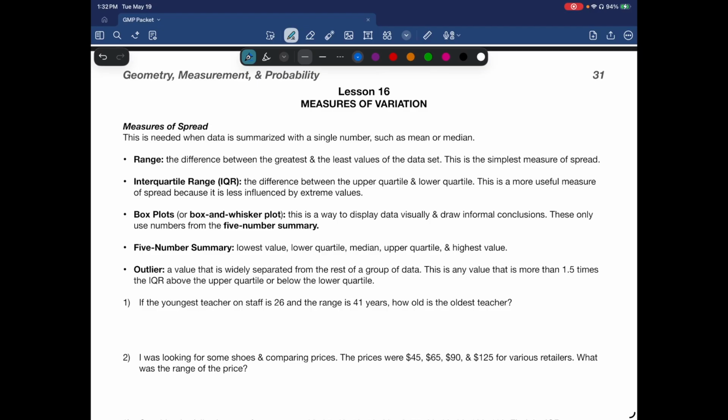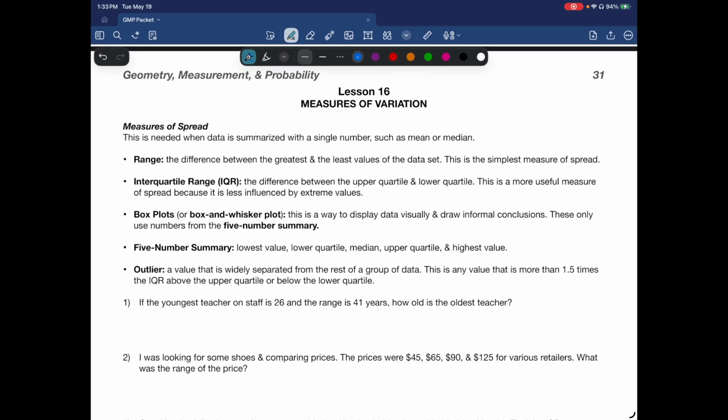An outlier actually has a numeric definition. It's any data point that is more than 1.5 times the interquartile range above the upper quartile or below the lower quartile.